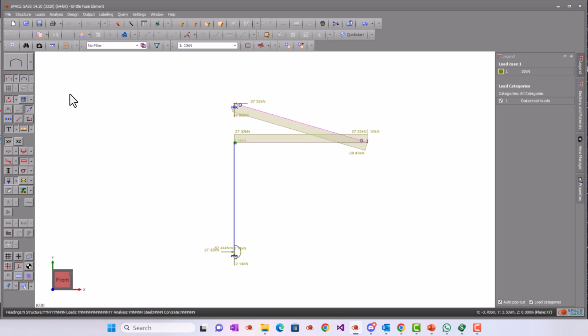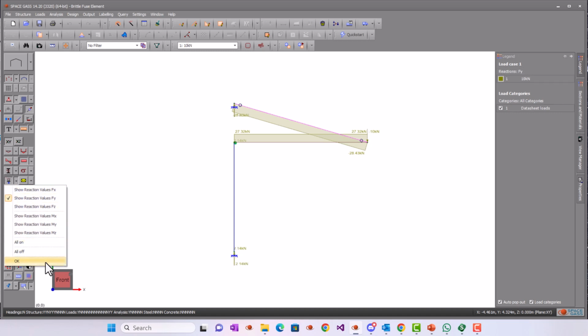In design, one typically avoids cable rupture. However, should it occur under a specific load case, it allows observation of load redistribution throughout other structural elements in the model, a feature not available with normal members.